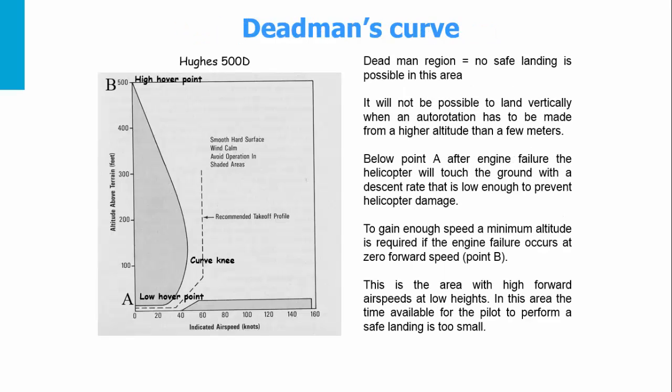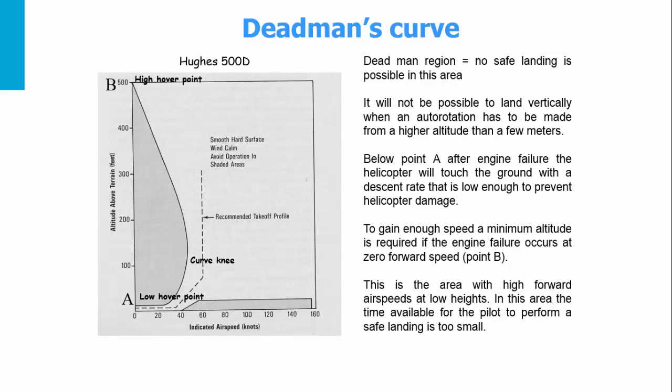In order to know where we can autorotate and where not, the deadman's curve is plotted for every helicopter. You see here the deadman's curve for the Huey helicopter. It is a representation of the altitude above terrain as a function of the indicated airspeed. The deadman's regions are the darker areas, where we know that no safe landing is possible. There are 2 points defined here in the lower part.